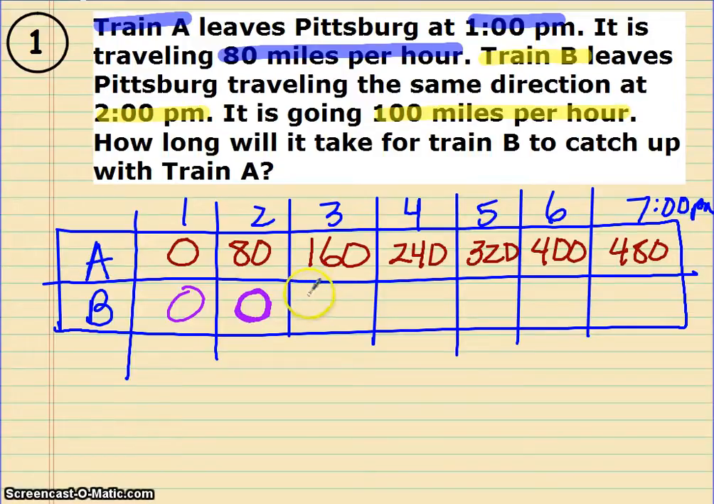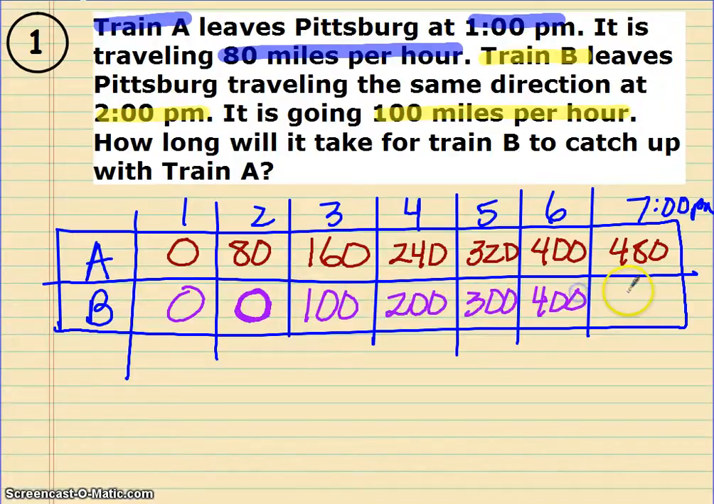At 3 o'clock, how far has it gone? 100. At 4, 200. 5, 300. 6, 400. And 7, 500. Now, I didn't need to go to 7 because what do you notice? They meet at 6.